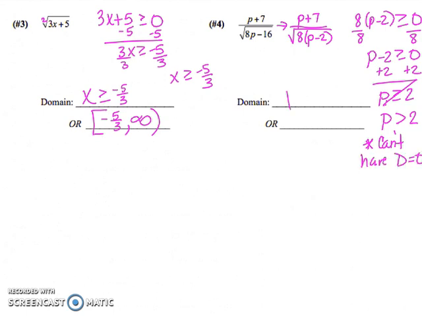All right, so my domain here is going to be p is greater than 2. In interval notation, we can't include 2, so round bracket, 2 comma infinity with a round bracket.